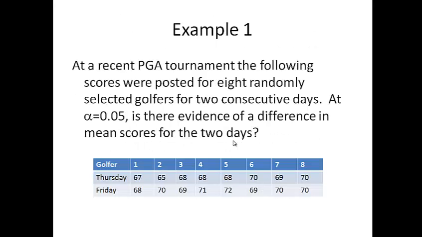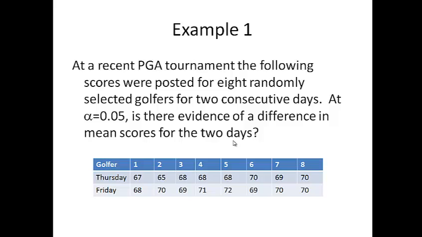Okay? At a recent PGA tournament, the following scores were posted for 8 randomly selected golfers for 2 consecutive days. At alpha equals 0.05, is there evidence of a difference in mean scores for the 2 days? Okay? So the first thing you have to realize is that I'm looking at the same golfer on Thursday and Friday. So I don't have 2 independent groups. I have the same groups that I'm following over time. So this is a dependent sample or a paired sample t-test is what we want to use.